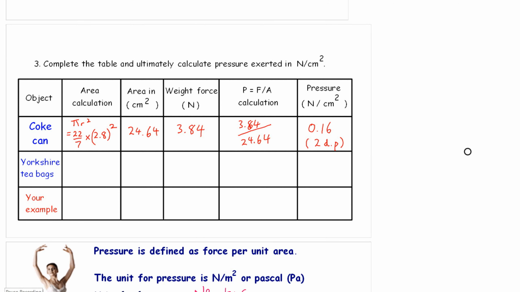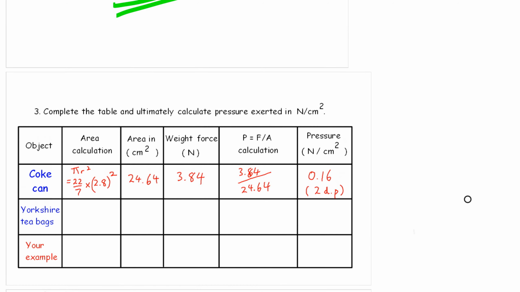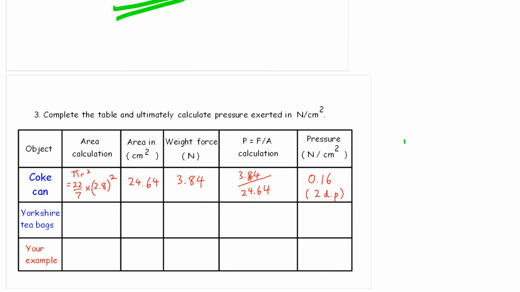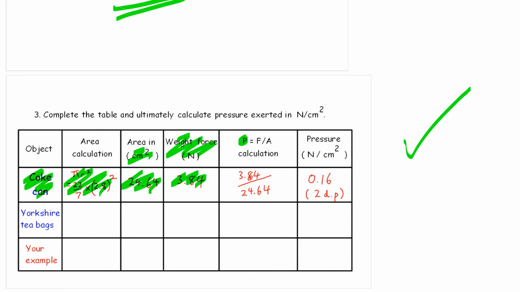What you then do is copy out this table. There's the can of Coke. We've worked out its area. That's the area answer in centimetres squared. That's its weight force in newtons. That's the pressure calculation right here. And to 2 d.p., you've got the pressure.